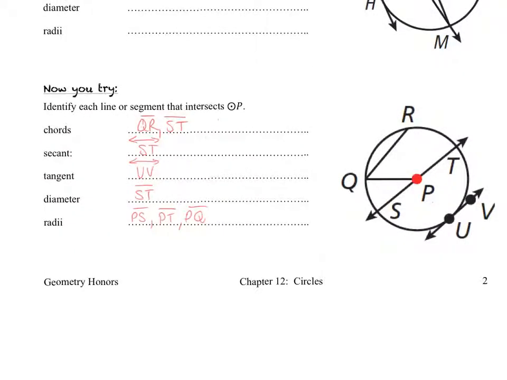So notice where I have lines versus line segments. Just take a second to make sure that you have the correct lines versus line segments that I have. So chords, line segment QR and ST, for example.